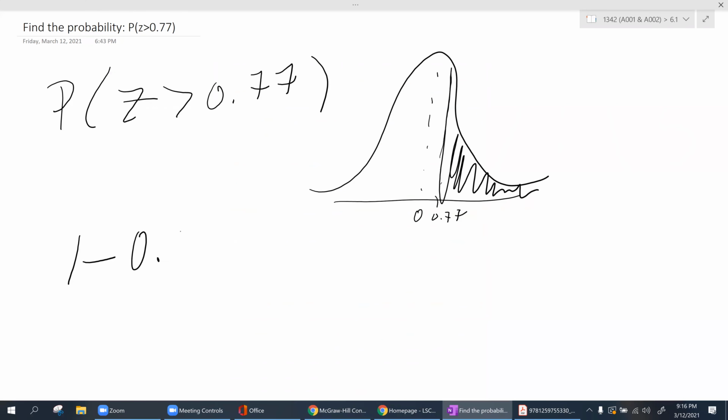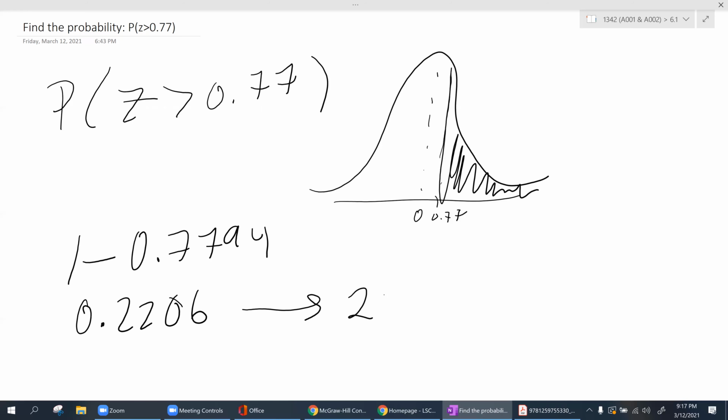0.7794. I want everything to the right of that, and since it's to the right of that, I know that answer has to be less than a half, because that's the part I shaded in. It's less than half of the graph. So that's going to be 1 minus 0.7794. So the probability that I'm looking for is 0.2206. Or if we wanted this in percentage, this would be 22.06% of that graph.